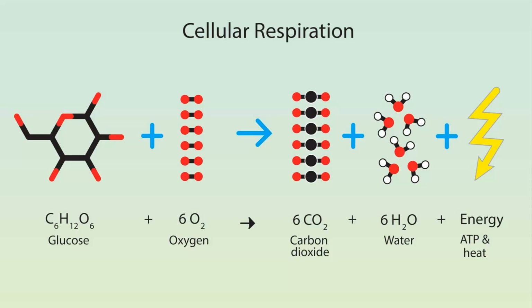In terms of an equation, we have one glucose molecule, that's C6H12O6, that reacts with 6 oxygen molecules to form 6 carbon dioxide molecules, 6 water molecules, and energy. It's that energy that we're really after. That's why we do this whole respiration thing, to get the energy for life's processes.